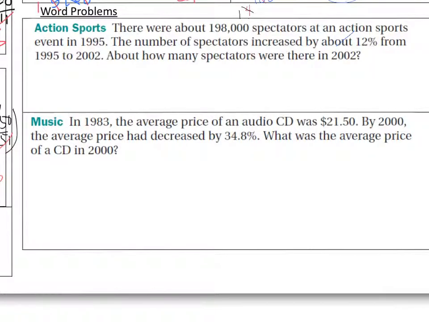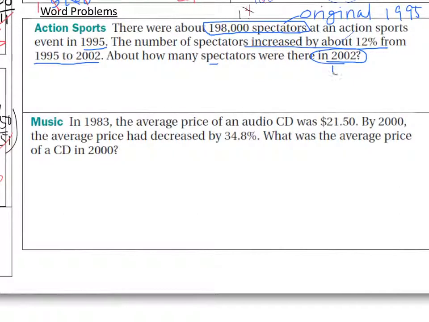Word problems. Action sports. There are about 198,000 spectators at an action sports event in 1995. The number of spectators increased by about 12% from 1995 to 2002. About how many spectators were there in 2002? So 198,000 spectators was the original amount of people in 1995.